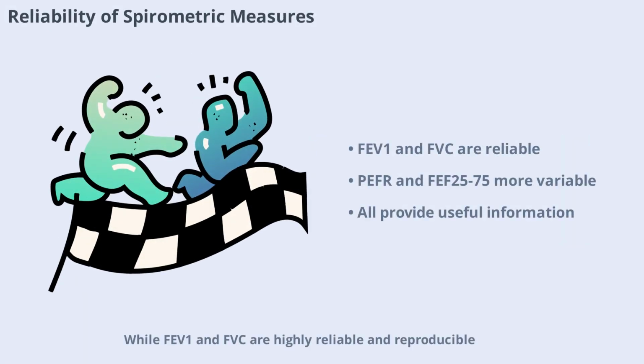While FEV1 and FVC are highly reliable and reproducible, measures like PEFR and FEF 25-75 can vary more between repeated tests. This means that, for clinical decision-making, FEV1 and FVC are generally preferred, but PEFR and FEF 25-75 still provide valuable additional information, especially in certain clinical scenarios.